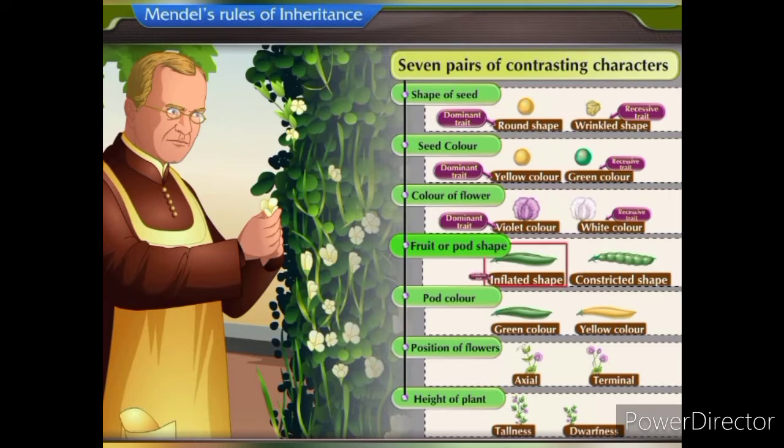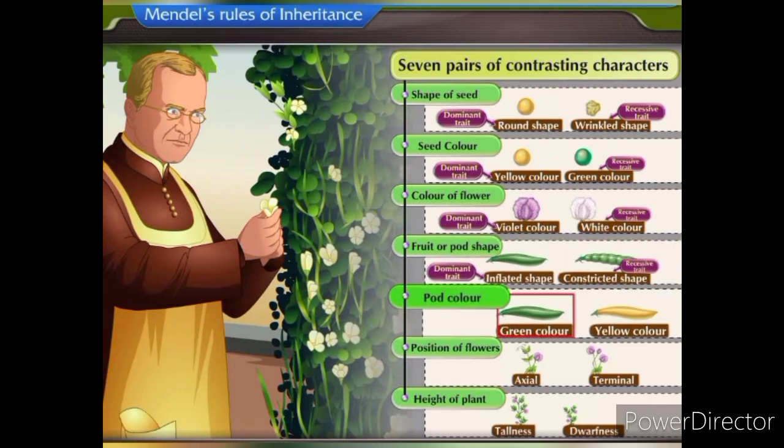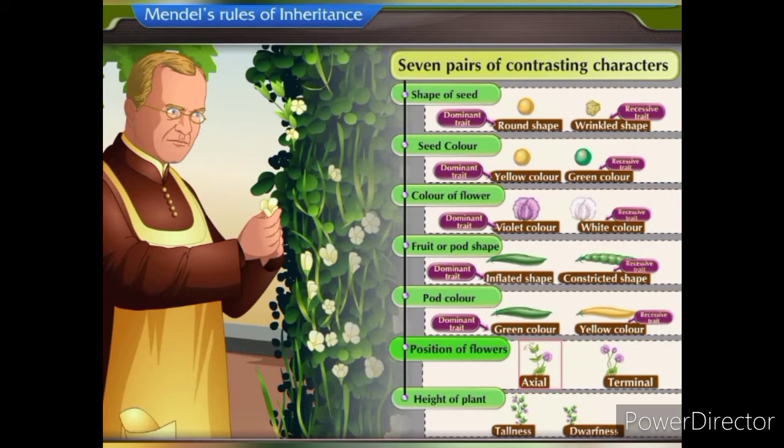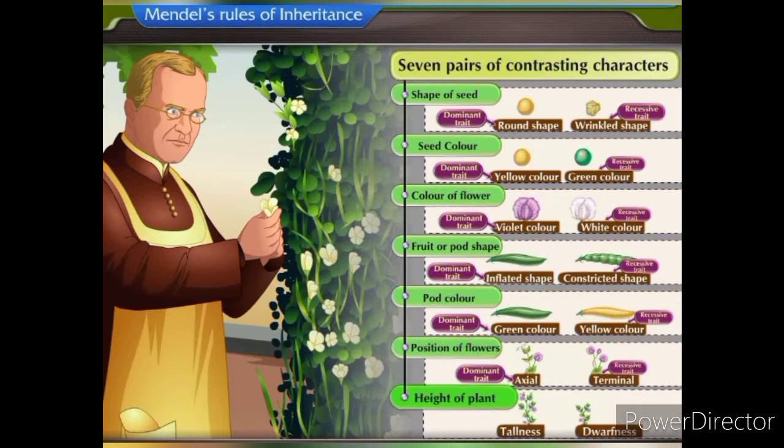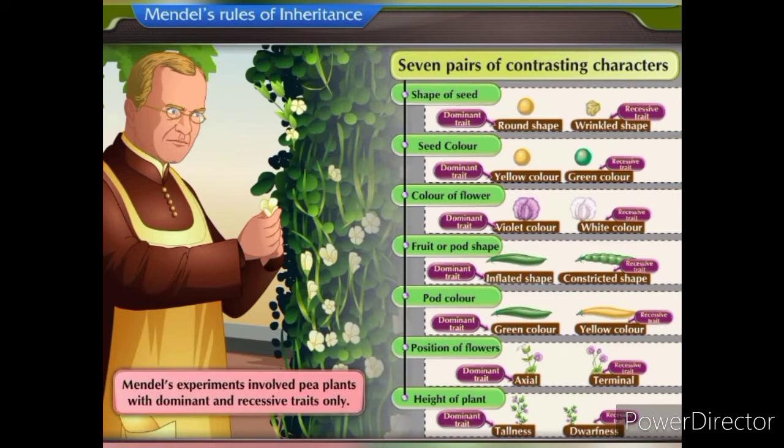inflated shape of pod is a dominant trait, while constricted shape of pod is a recessive trait. In terms of pod color, green color is dominant and the yellow color of pod is recessive. With respect to position of the flower, axial position is a dominant trait, while terminal position of a flower is a recessive trait. When we consider the height of stem, tallness is a dominant trait, while dwarfness is a recessive trait. Mendel's experiments involved only pea plants with dominant and recessive traits.